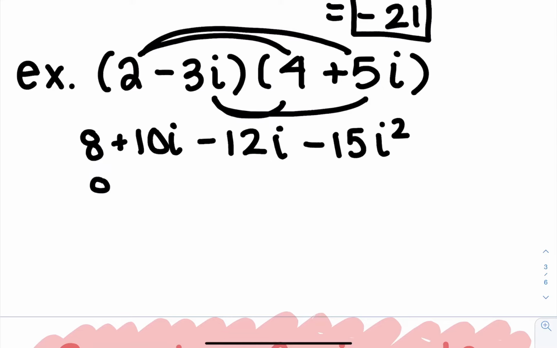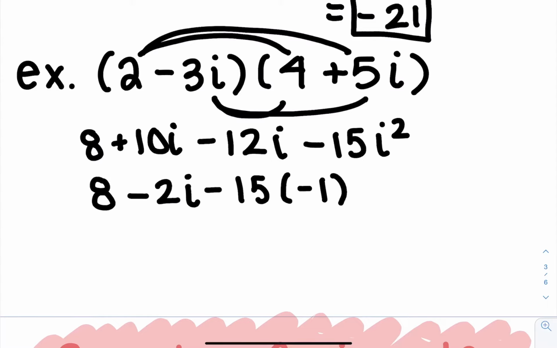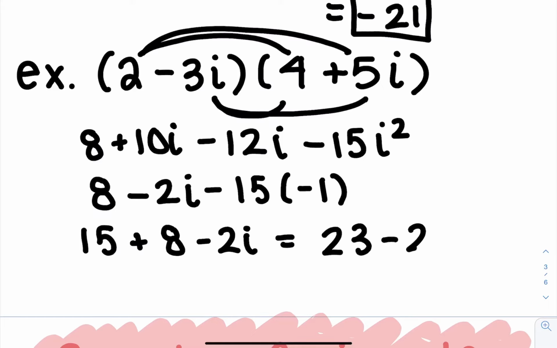So I'll say this is 8, and now I'll combine my like terms. My 10i minus 12i will give me -2i, minus 15 times -1. That -15 times -1 becomes a positive 15. So I'll have 15 plus 8 minus 2i. Finally, I'll combine those like terms, and I will get 23 minus 2i.